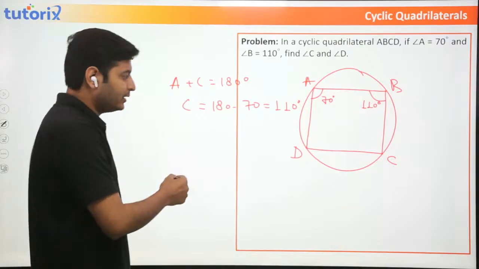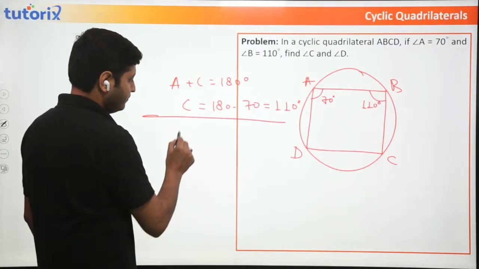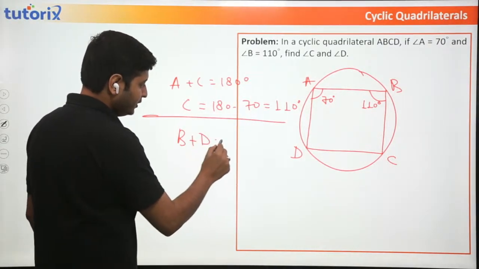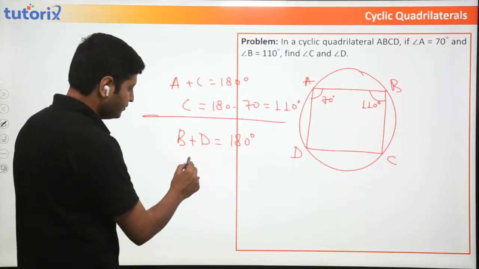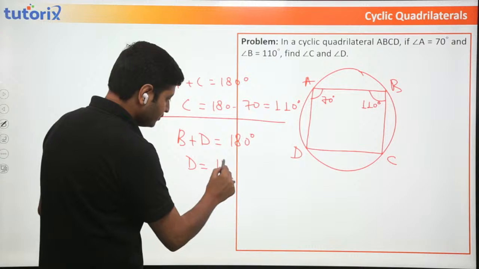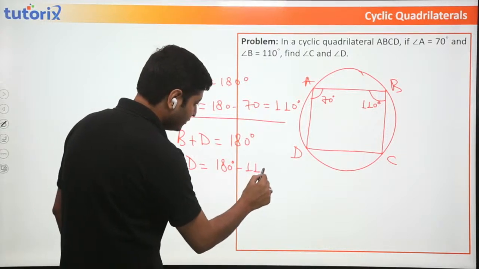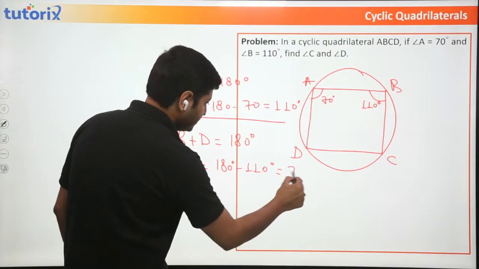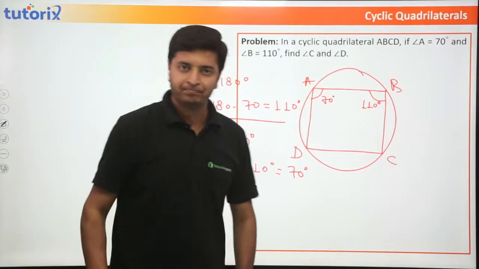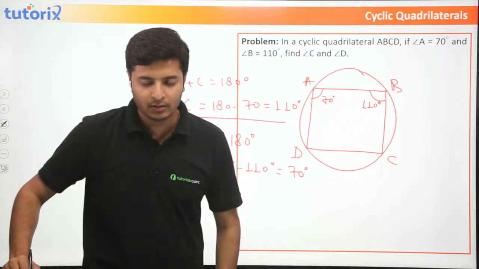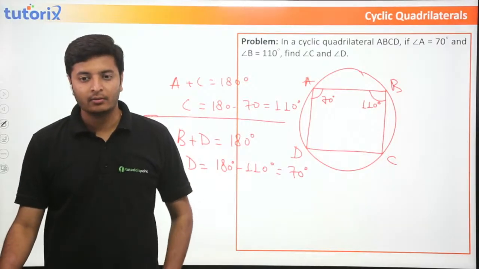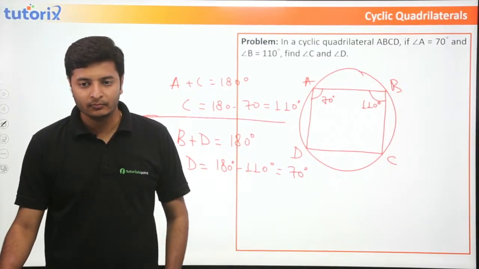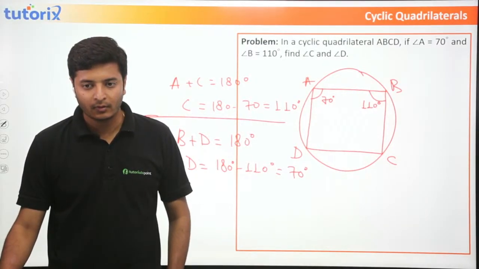And the same we can apply for B. B plus D is 180 degrees. B is given to me as 110, so D is 180 minus 110, which is 70 degrees. Correct answer, everyone.